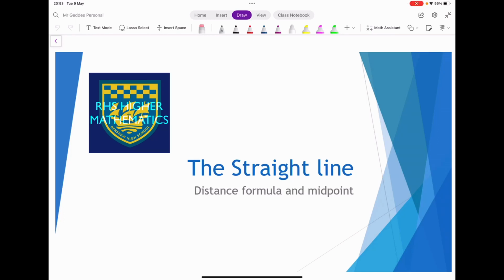Welcome to the very first set of notes for the Renfrew High School Maths Department Higher course. This is the straight line, obviously, as it says there, and we're going to calculate the distance formula, or rather the distance between 2 points, and we'll calculate the midpoint.